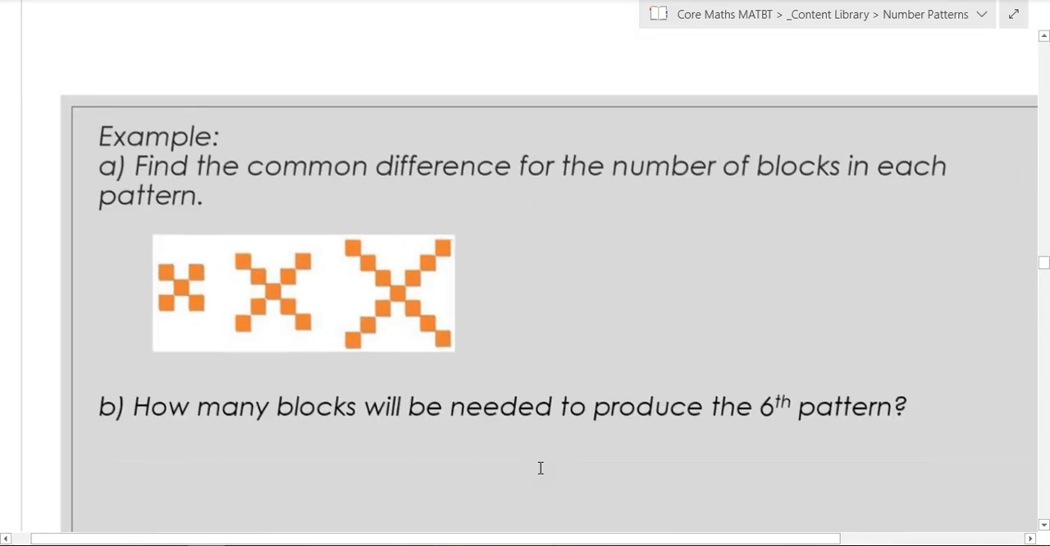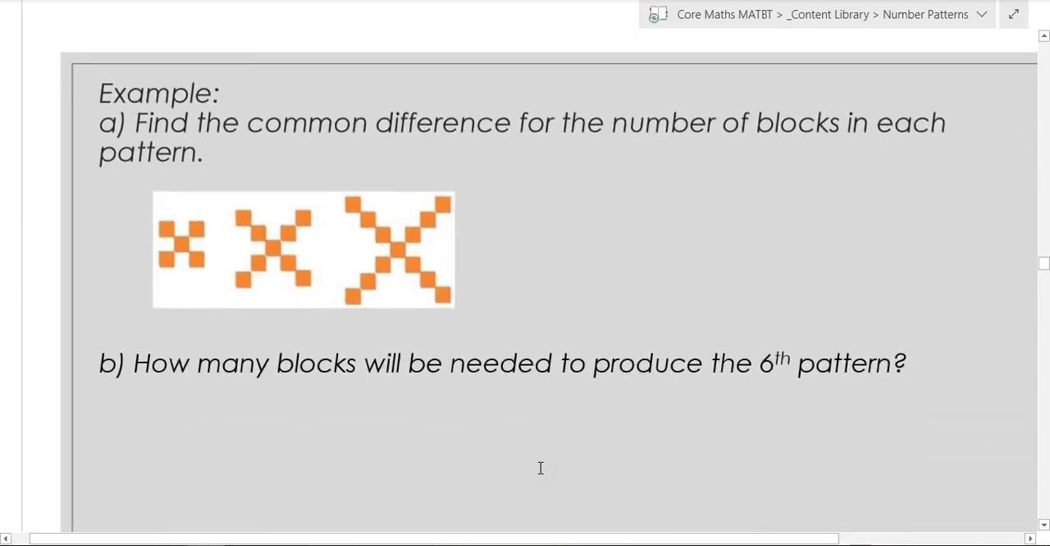Find the common difference for the number of blocks in each pattern. Alright, so what I like to do here is name the terms. So that's term 1, term 2, term 3. Or you could actually call it, if you want, P1, P2, P3. Because we're using the word pattern now instead of term. So the letters don't really make a difference. It's just depending on the name of the question. Okay, but remember the rule for finding the common difference.